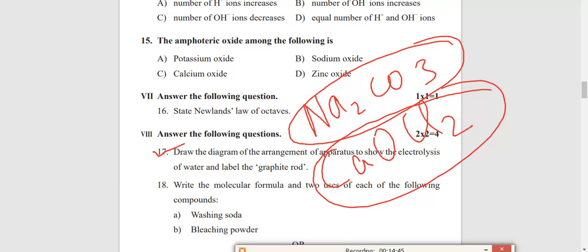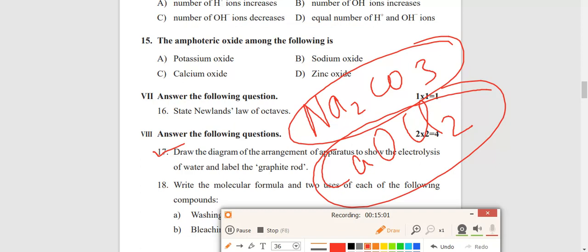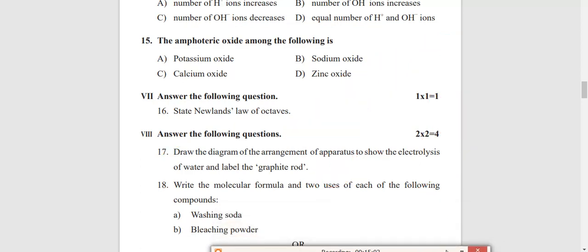We have to write two uses of each. First of all, we have to write two uses of washing soda. So what are the two uses of washing soda? You can write that it is used to manufacture soap and glass. It is used to remove the permanent hardness of water. That is one of the most important uses of washing soda. Correct? Even we can use washing soda in our houses for cleaning purposes.